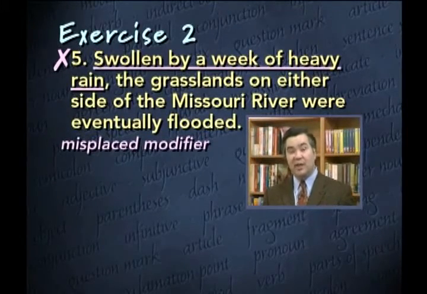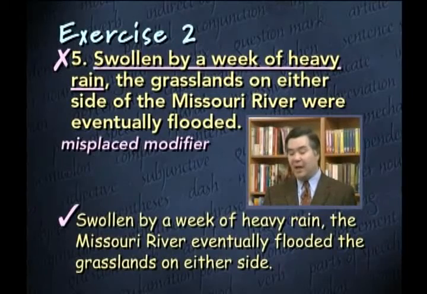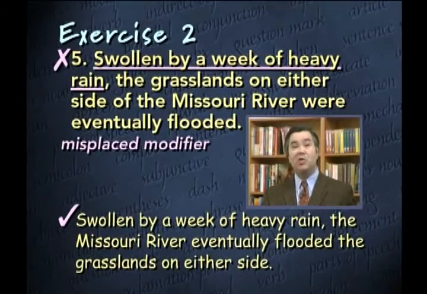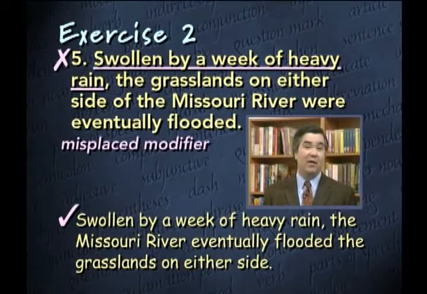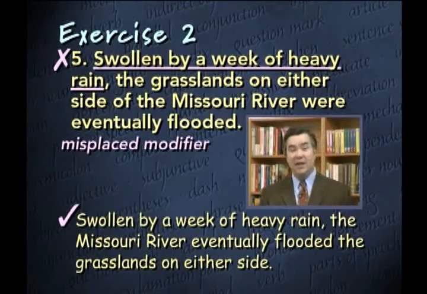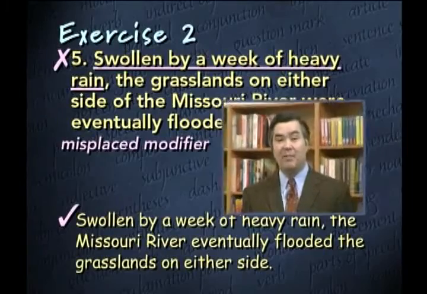The sentence could read something like this. Swollen by a week of heavy rain, the Missouri River eventually flooded the grasslands on either side. In this way, by leaving the modifying phrase where it is and moving the Missouri River to immediately follow the modifying phrase, we've made the relationship very clear and solved the misplaced modifier problem.